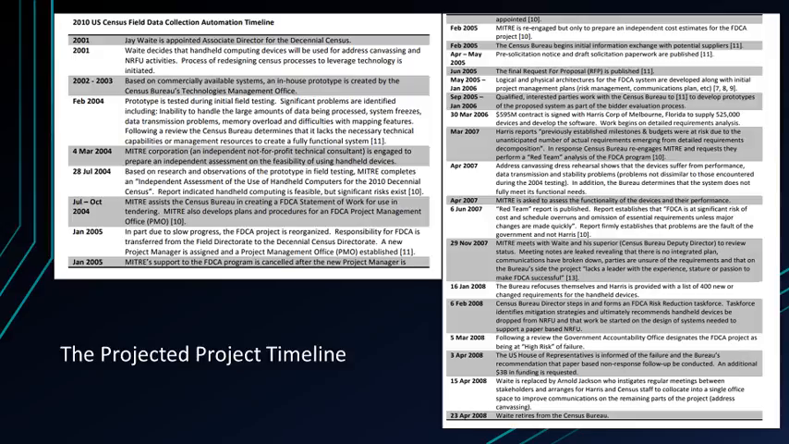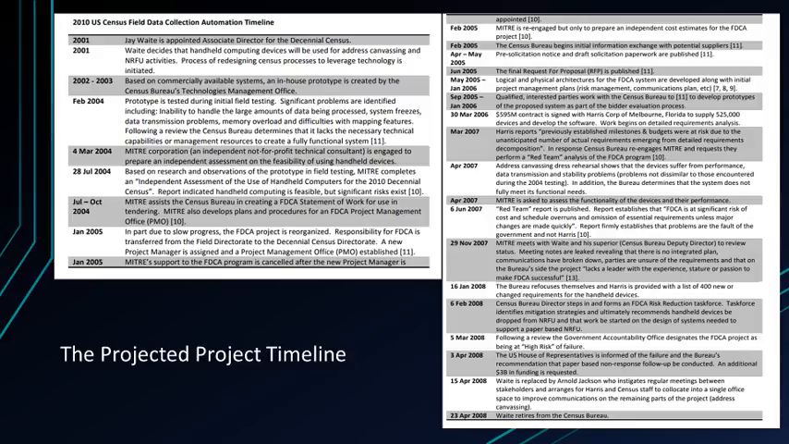February 2005. The Census Bureau begins initial information exchange with potential suppliers. April till May 2005. Pre-solicitation notice and draft solicitation paperwork are published. June 2005. The final request for proposal, RFP, is published.